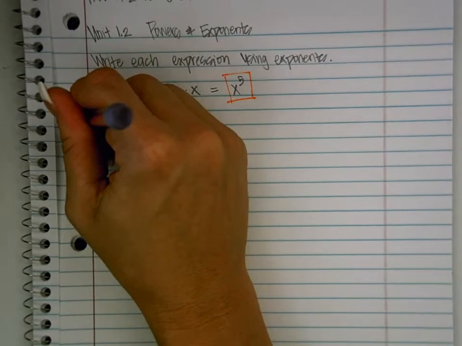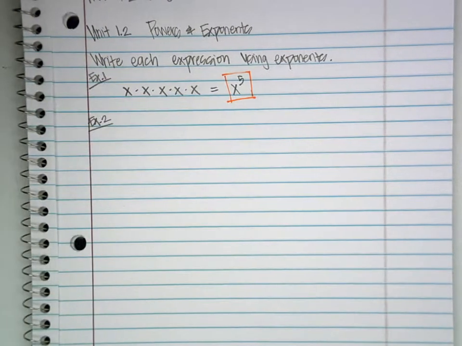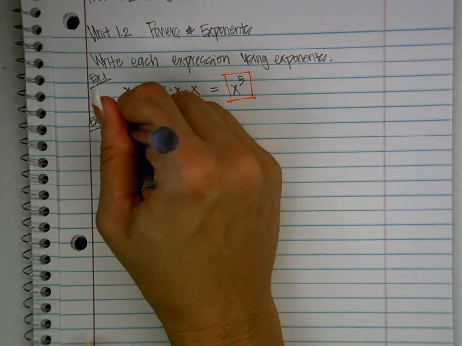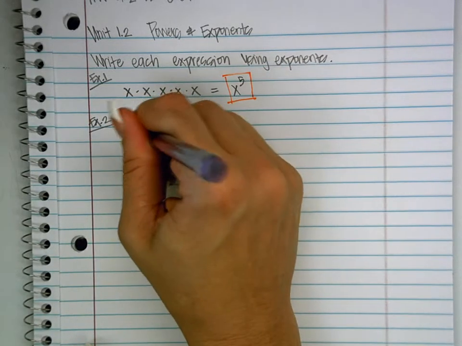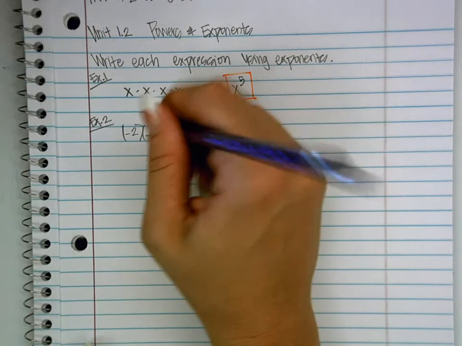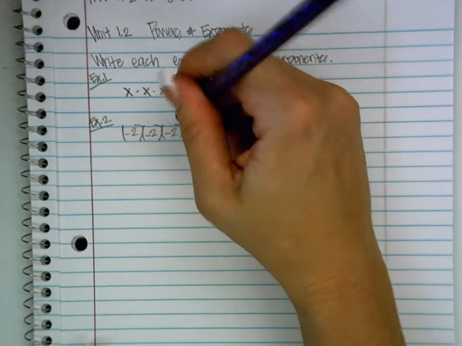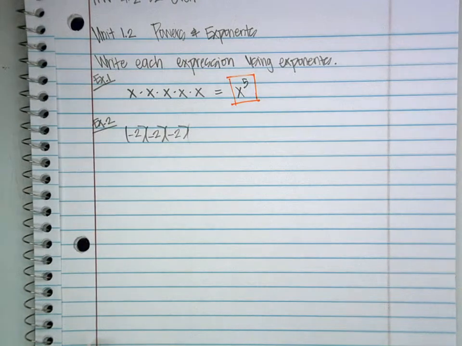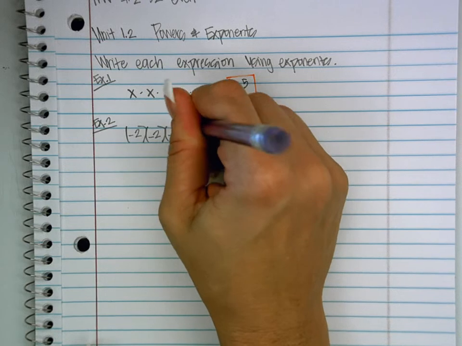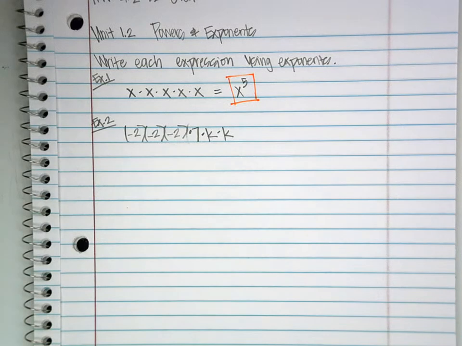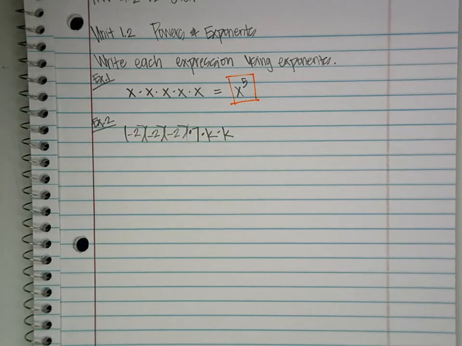Okay, so here, let's try another one. Number 2, I want you to do the exact same thing. Write each expression using exponents. If I give you -2 times another -2 times another -2 times a 7, oops, sorry, no parentheses. So -2 times -2 times -2 times 7 times k times k. I want you to write that expression using exponents.